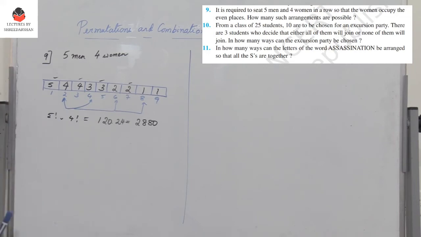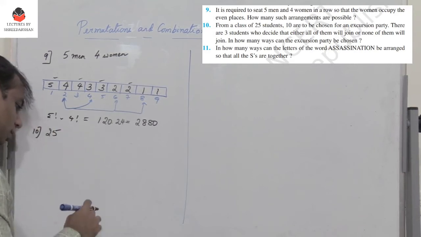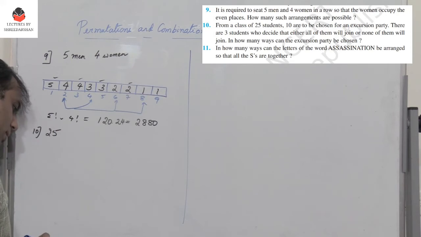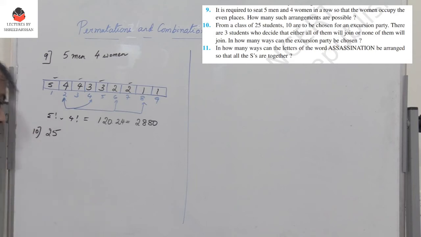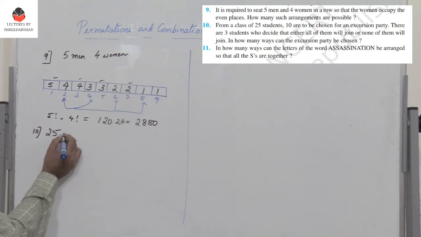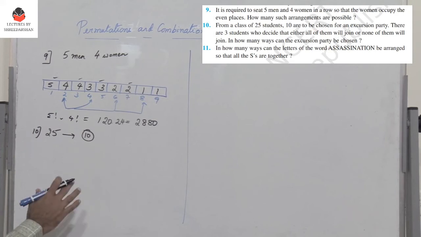Question 10. From a class of 25 students, 10 of them are chosen for an excursion party. There are 3 students who decide that either all of them will join or none of them will join. In how many ways can the excursion party be chosen? Right, so out of 25, I need to choose 10 of them, and 3 students are such that either they will all come or they will not come.